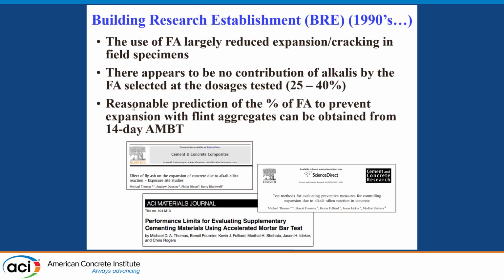And also they found that a reasonable prediction of the amount of fly ash to prevent expansion with flint aggregates can be obtained from the 14-day accelerated mortar bar test, which is good news because, for practitioners, waiting 2 years to get results in the lab is sometimes not possible. Having a test with 14-day results that can be reliable is extremely interesting.